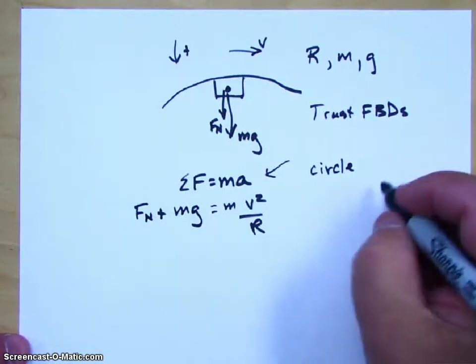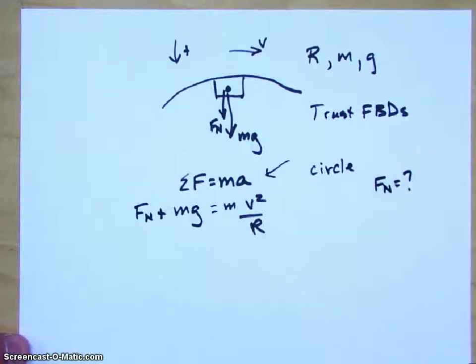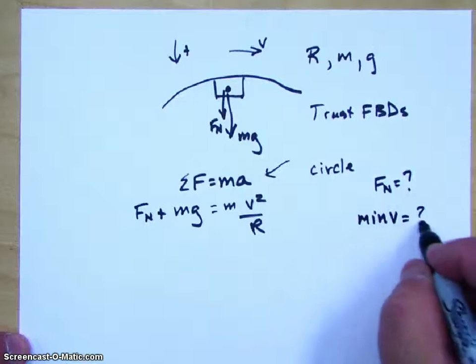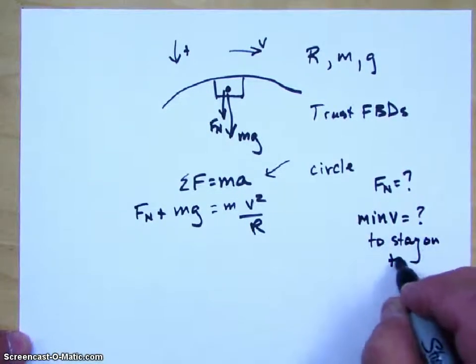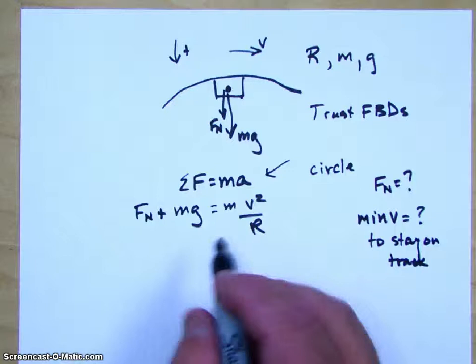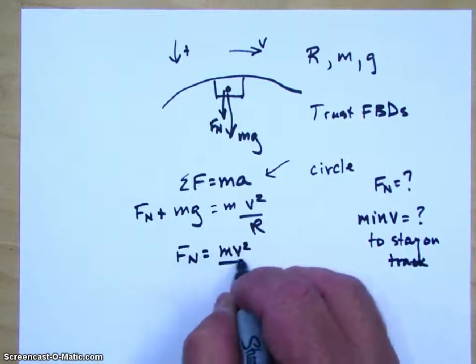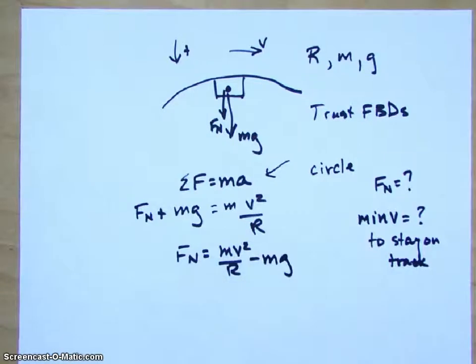Well, what I want to find out is Fn, I guess I should have stated that first, and then I want to find out the minimum speed to stay on track. Modern roller coasters have safety features, but what's the minimum speed you'd need if there were not safety wheels on it? So now I'm going to say Fn is equal to mv squared over r minus mg. So all I did was rearrange it there.